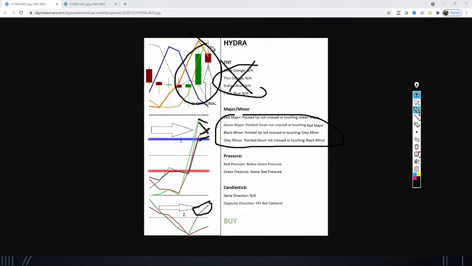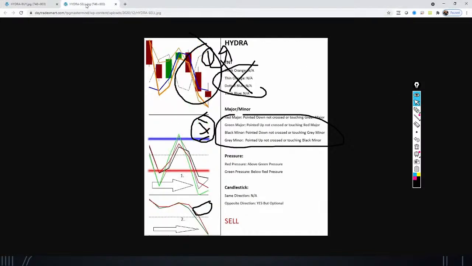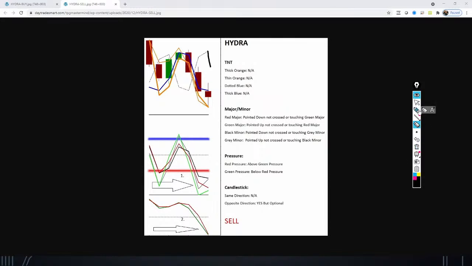And if we've got all those, and then as an option, we can also have a contrary candle, in other words, a red candle when we're looking to buy. So this would be a buy signal. And then the sell would just be that same thing upside down, right? It would just be the green line up instead of down, red line down, gray line up, black line down, green on bottom of red. And then, of course, there's the option of having a green candle, but it's not necessary.